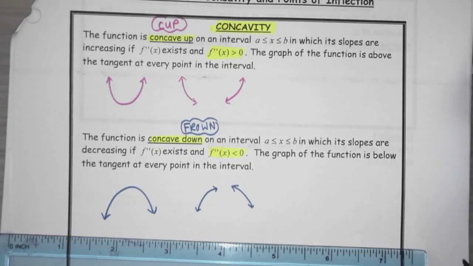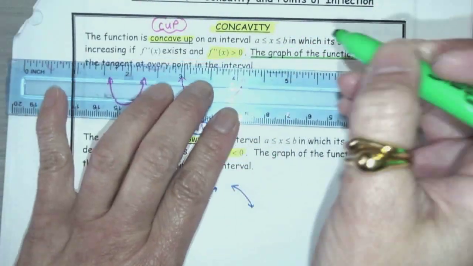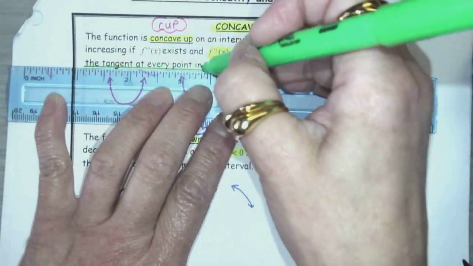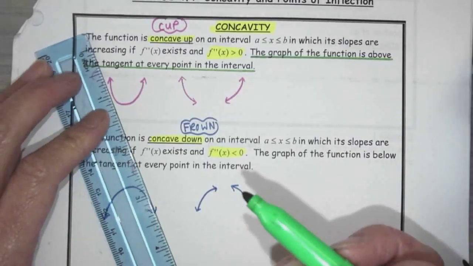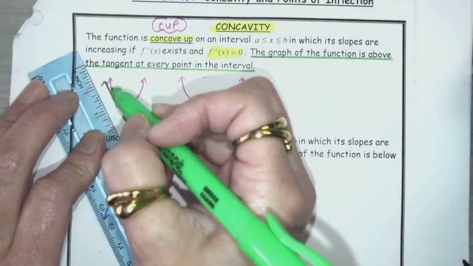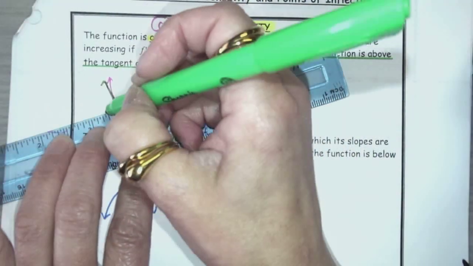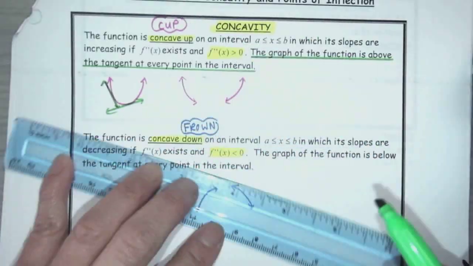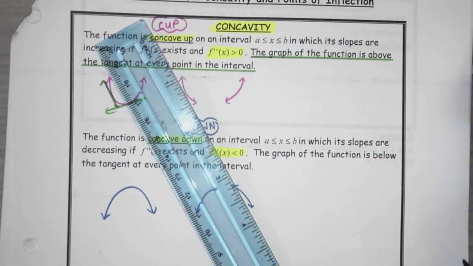So that means, I'll highlight that, the graph of the function is above the tangent at every point on the interval. So they said, oh, that's so cool, because anything that's concave up, when I draw the tangent, the function has to be above it, right? Even if I draw it here, no matter where I draw it, the tangent's always above. The function's always above my tangent line.